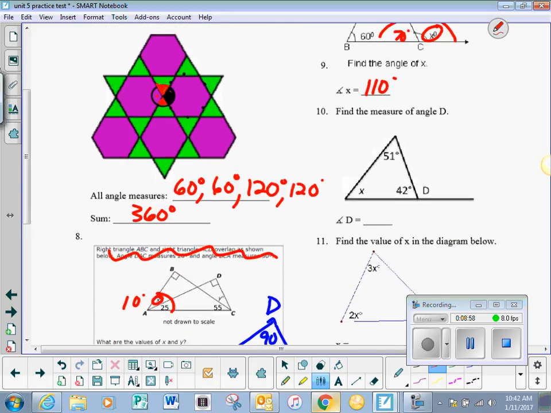Find the measure of angle D. What do I know about D? I know it's supplementary to 42, right? So that would be 180 minus 42, which is 138. Okay, one second. All right.